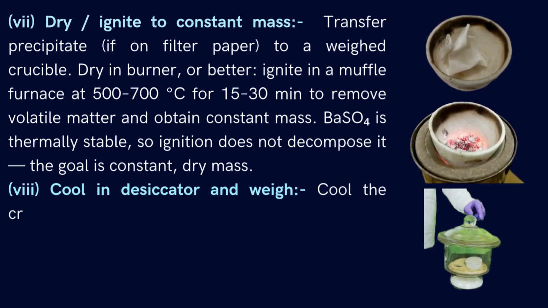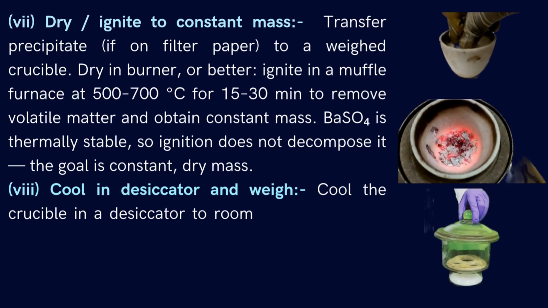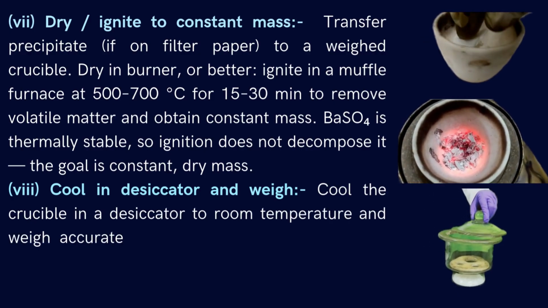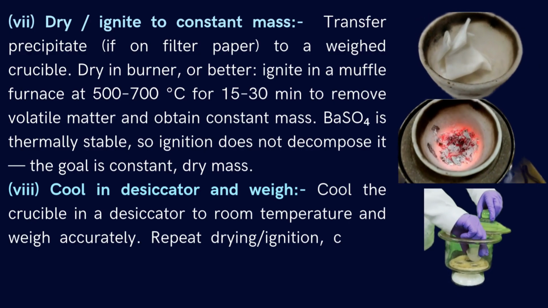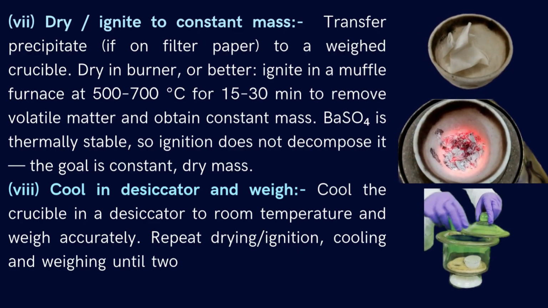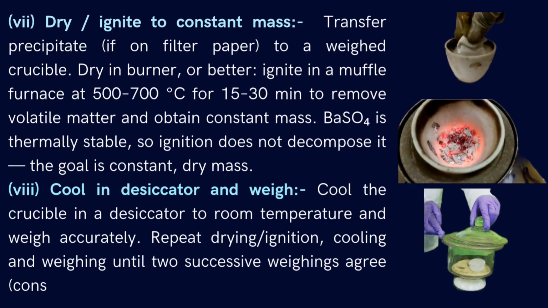The eighth step is to cool in a desiccator and weigh. Cool the crucible in a desiccator to room temperature and weigh accurately. Repeat drying, ignition, cooling and weighing until two successive weighings agree, that is, constant mass.